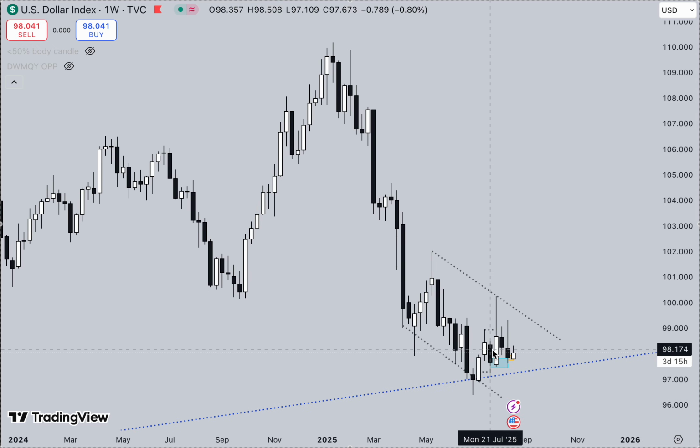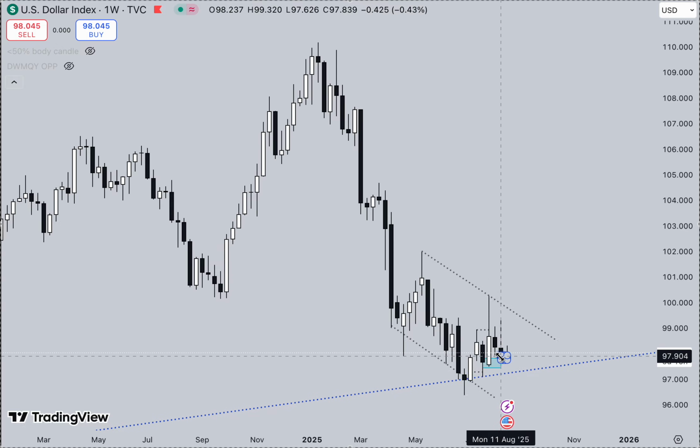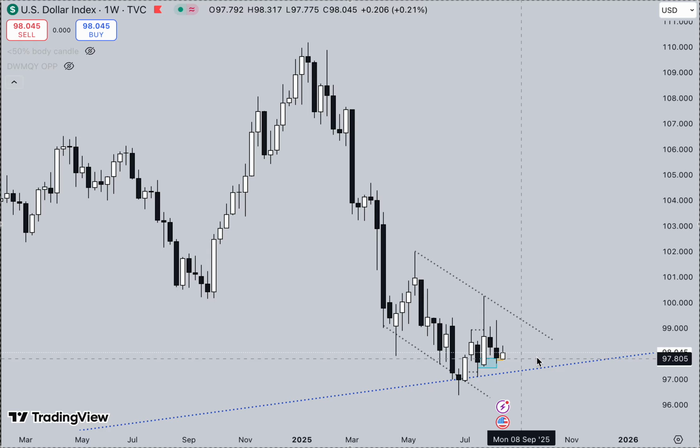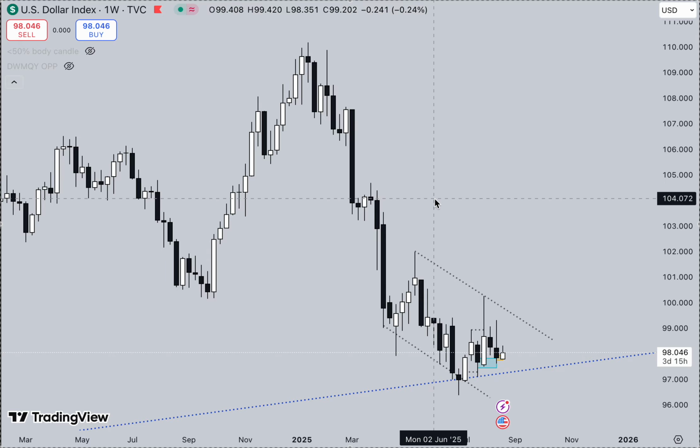Now also according to the weekly fractals, you can see right here we have a push into this low. We had a fractal structure break, a bullish fractal structure break right here, and this was our fractal low. So fractal wise here, we're just bullish, and we're plainly just looking for higher prices on the dollar. That's what we want to see.